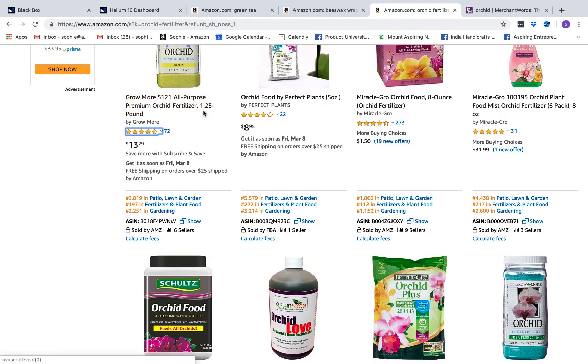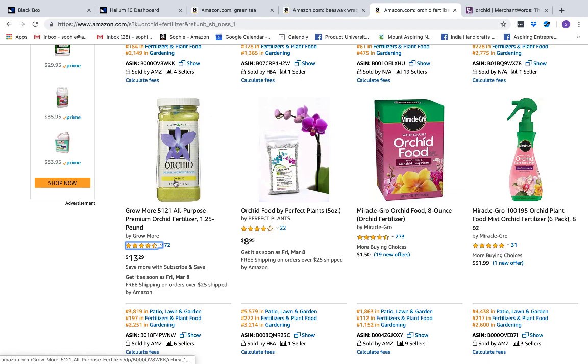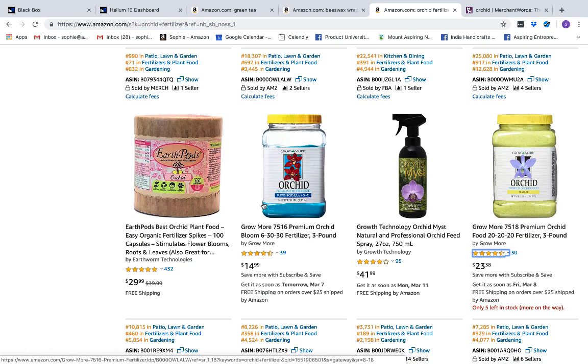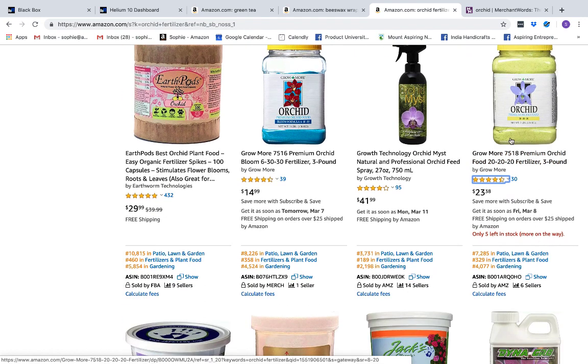That's 1.25. So there's going to be another pack size here, which I'm surprised hasn't come up higher. Oh, here we go. A blue one. That's pretty fancy. So there's different splits of whatever the minerals are in the fertilizer here. So 6, 30, 30, and this is 20, 20, 20. I have no idea what that means, but this is stuff you'd have to research. But this is the top seller. It's sort of in the middle of page one.